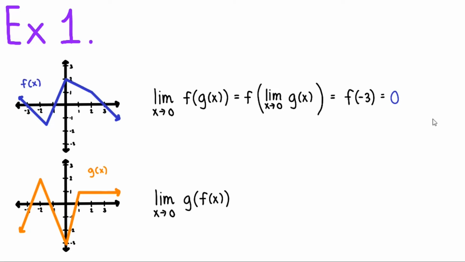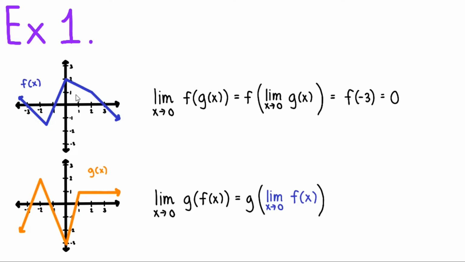Moving on to the next one, take note that g is also continuous everywhere. Clearly, there are no gaps out here. This is continuous everywhere, no cuts, holes, or whatsoever. So we can apply the theorem again. That is, we can move this g outside. So we'll have g of the limit of f of x as x approaches 0. So we can focus first on the limit inside.